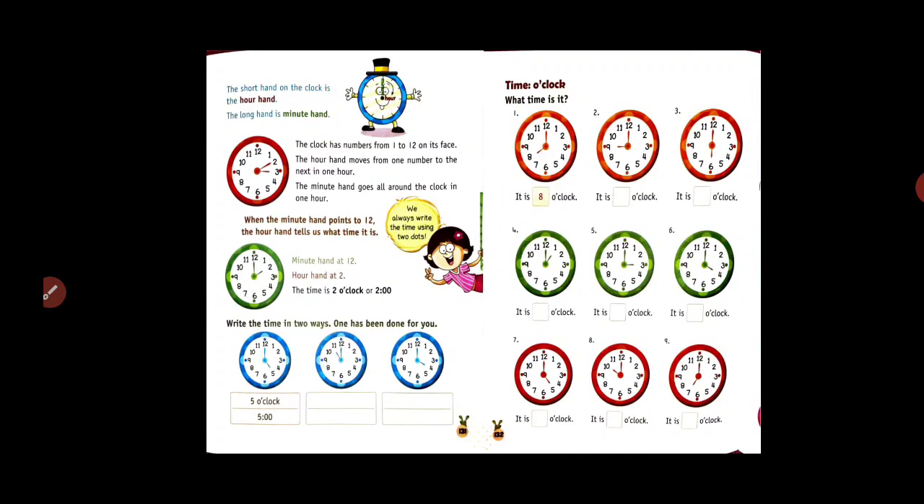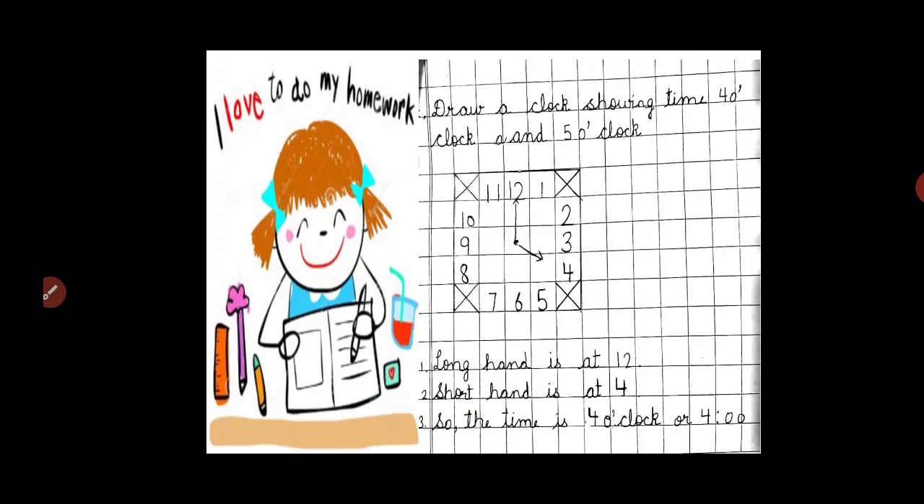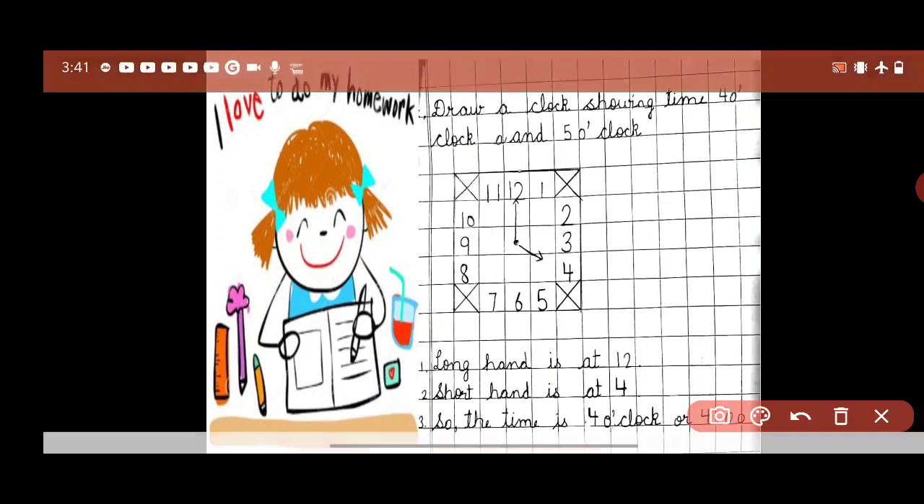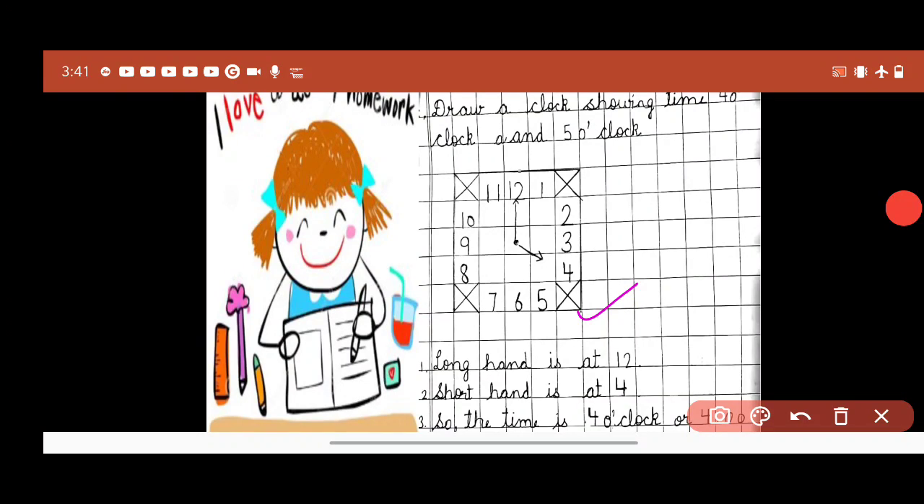Besides this, an activity for you, children. This is your homework. You have to draw a clock showing time 4 o'clock and 5 o'clock. One has been done for you. A 4 o'clock has been made for you. You have to make another clock showing the time of 5 o'clock. Also mention the long hand is at 12 and short hand is at 4. So what will be the time? The time is 4 o'clock.